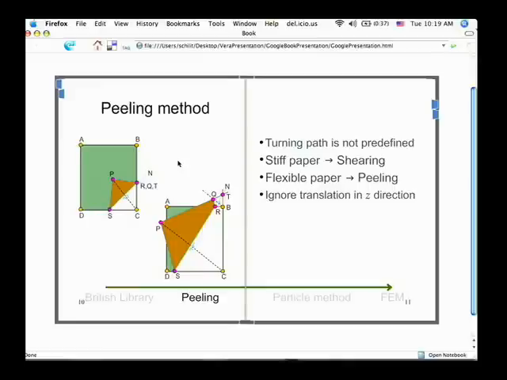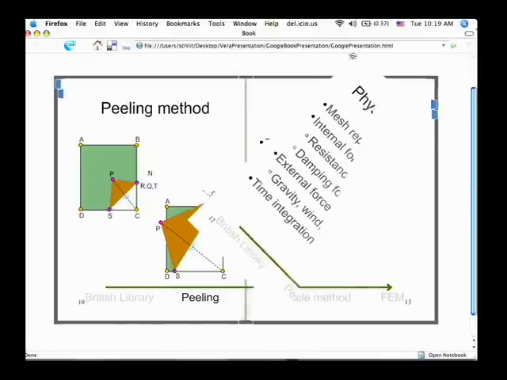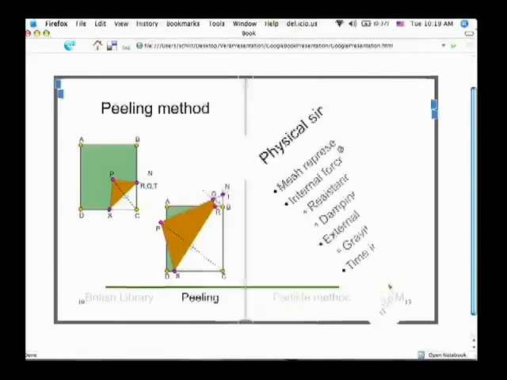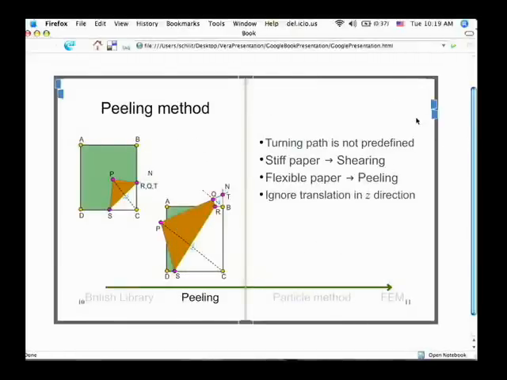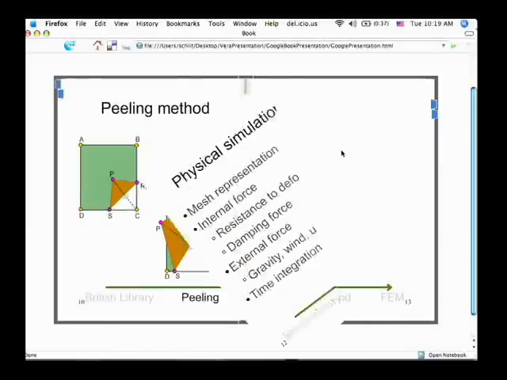Because in this method we actually compute the model of the book, that means that the turning path is not predefined, which means that I can actually turn the corner of the page however I like. It's not just one way, like in the British Library Turning the Pages project. However, because this is a geometric simulation model, for each different type of paper I have to create a new set of mathematical equations. So for flexible paper, we can use peeling. But for a stiff, oops, sorry.